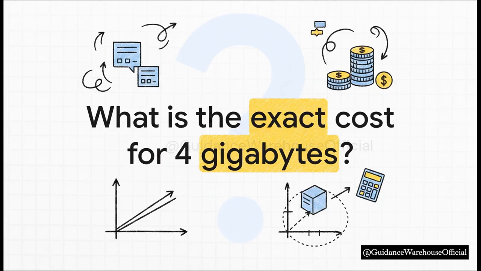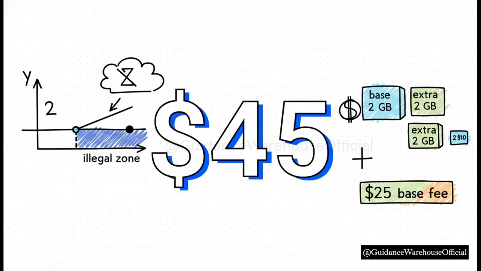What is the exact cost if you use 4 gigabytes of data? Think about it. Which piece of the function do we plug that input into? Well, because 4 is greater than our boundary limit of 2, we have to use the second formula. The first formula is technically illegal for this input, so we plug 4 right into the second equation. 4 gigabytes total minus the 2 base gigabytes leaves us with 2 extra gigabytes. Those 2 extra gigabytes times $10 apiece is $20. Add that to our $25 base fee and we get an exact total cost of $45.